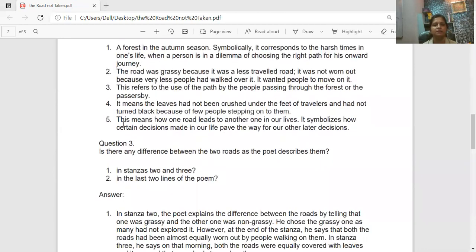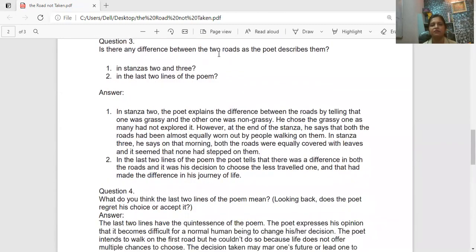Next. Is there any difference between the two roads as the poet describes them? The poet himself is confused. He is in a state of dilemma, and we encounter this as we read the poem, in stanza 2 or 3, and then in the last 2 lines of the poem. What does he mean when he talks about the 2 roads? In stanza 2, the poet explains the difference between the roads by telling that one was grassy and the other one was non-grassy. He chose the grassy one as many had not explored it.